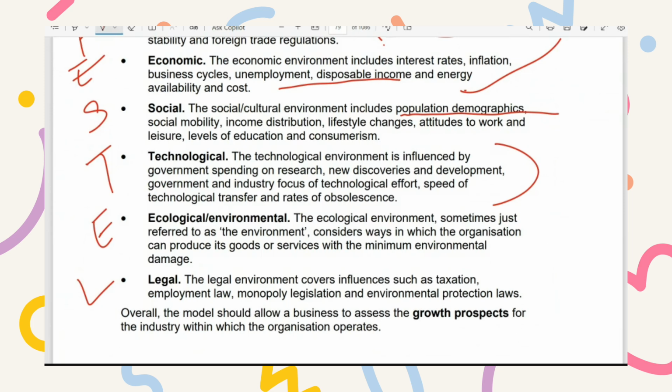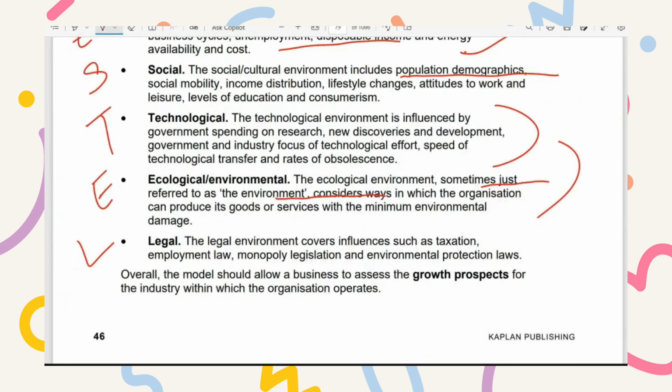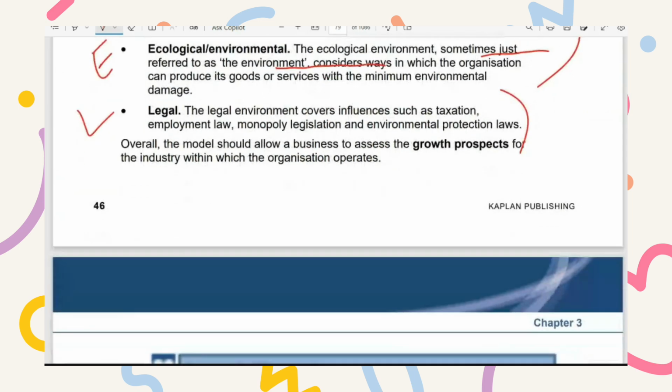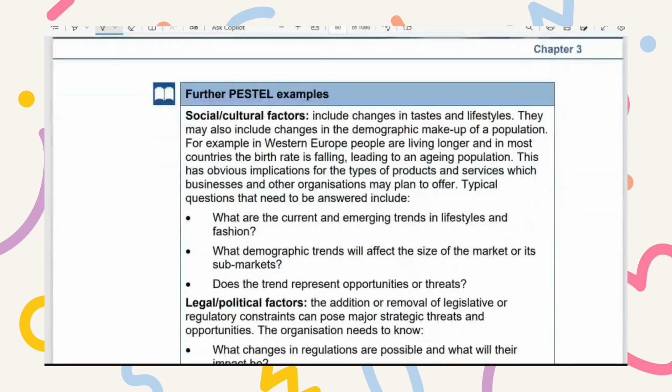Technological: how technology has influenced government spending on research and development, and government industry focus on technology efforts, and the speed of technological transfer. The ecological environment is sometimes just referred to as the environmental consideration. If your business relates to environmental change, you have to see what the government initiatives are in this area. The legal environment covers influences such as taxation, employment law, monopoly legislation, or licensing.